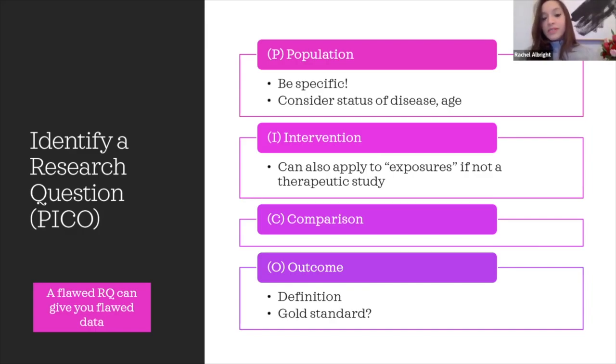Intervention, this doesn't necessarily have to be a therapy or a medication or a surgery. It could be something that a group was exposed to. So if you're not looking at a therapeutic study design, if it's more of an observational study design, it might not include an intervention, and that's okay. That can still count for your PICO. A comparison group, really helpful if you're doing a meta-analysis, not required, but really helpful. So I would highly recommend it.